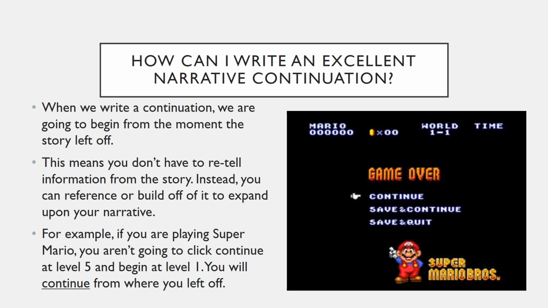How can I write an excellent narrative continuation? Continuation just means that the story is going to resume. When we write a continuation, we're going to resume the story from the moment it left off. So, for example, if we're on page 3, we will continue at page 3. This means you don't have to retell the information from the story or summarize it. We already know. Instead, you can reference or build off of it to expand upon your narrative. For example, if you're playing Super Mario and you click continue, if you're on level 5, you'll be confused if you start off at level 1.